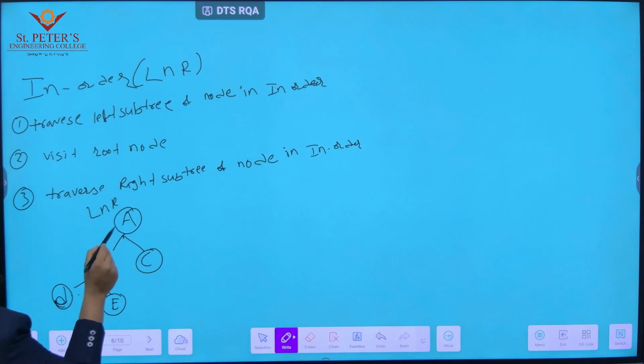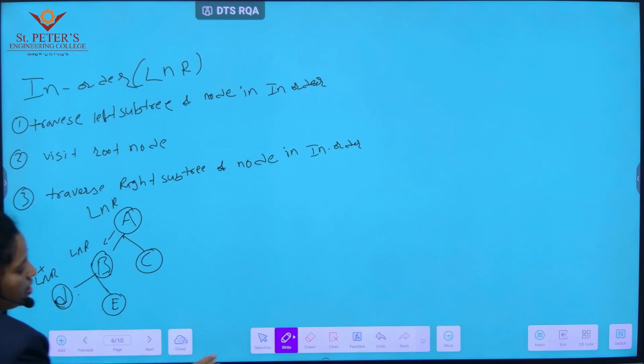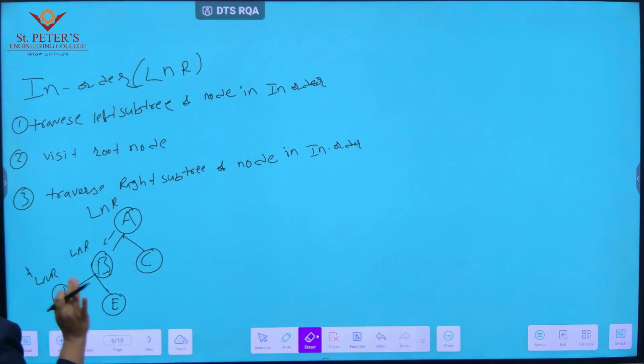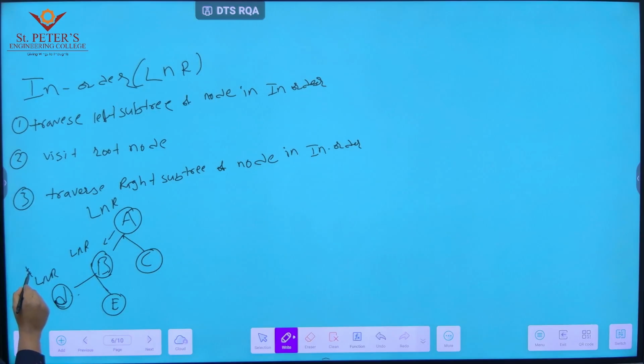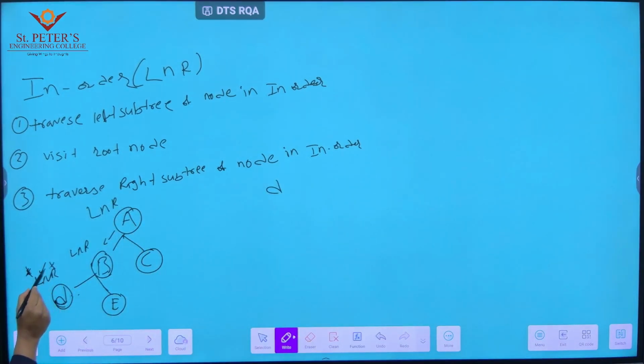So first L is there, yes, L is there. Come to the L part, L, N, R. Next, again you have to apply here also same three steps. L is there, yes, L is there. Next, N is there for this node? No. L also, L not there. Any left node is there? No left node. But node is there? Yes, node is there. L is not there, node is there. What is the node? D. And next R is there? No R. So complete node part is completed for this node.